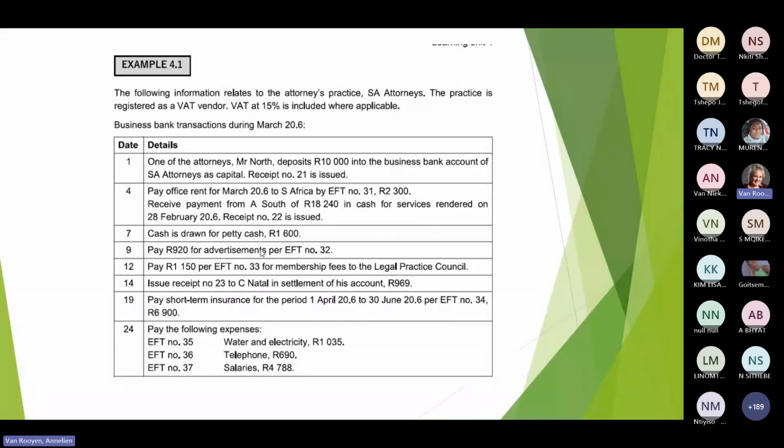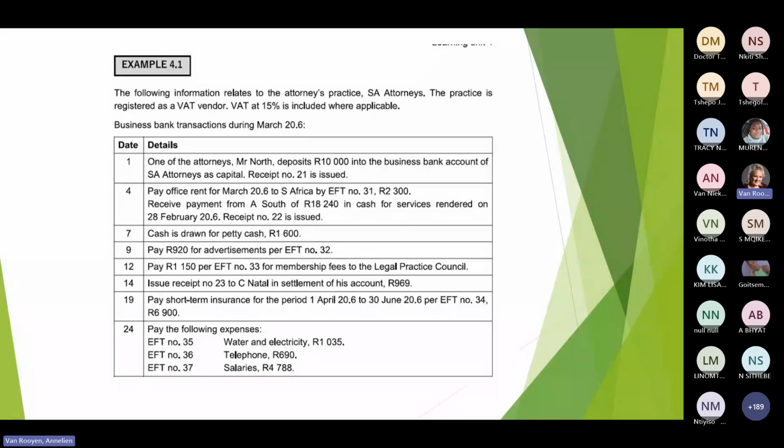Okay. Let's just go through it and I'll show you the solution now. Then we can discuss it further. On the 12th, we paid office rent to East Africa. We did an EFT and that's the amount. Is it an income or an expense? Expense.